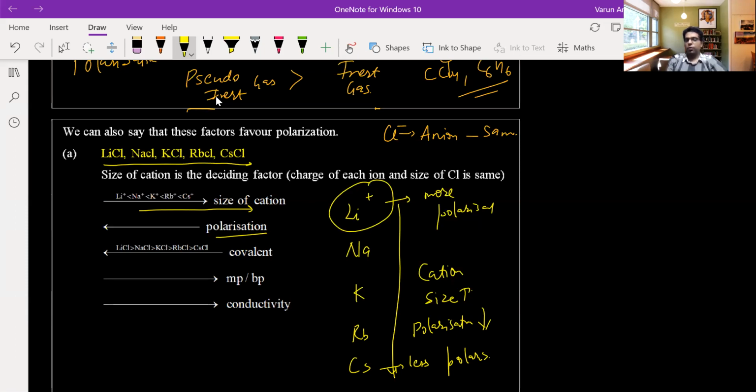Then if more is the polarization, more is the covalent character. So down the group polarization is decreasing, so covalent character will decrease. So that means lithium chloride is more covalent in nature, and down the group the covalent character is decreasing. So cesium chloride will be more ionic in nature.